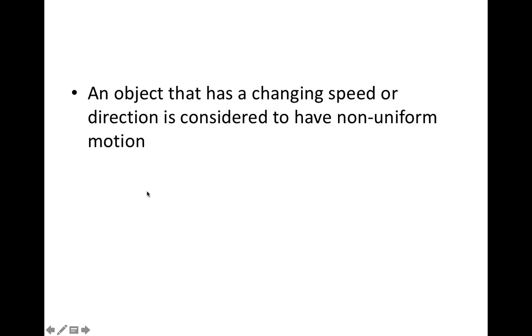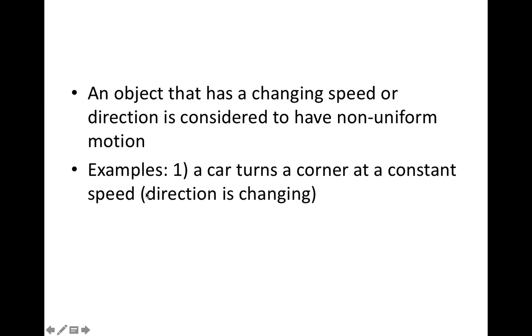An object that has a changing speed or direction is considered to have non-uniform motion. Example: a car turns a corner at constant speed. The direction is changing. So if you've ever been in a car that changes direction, it turns, for example, you feel pulled towards the opposite direction of the turn. And that pulling sensation or force is a type of acceleration. You can feel the acceleration.